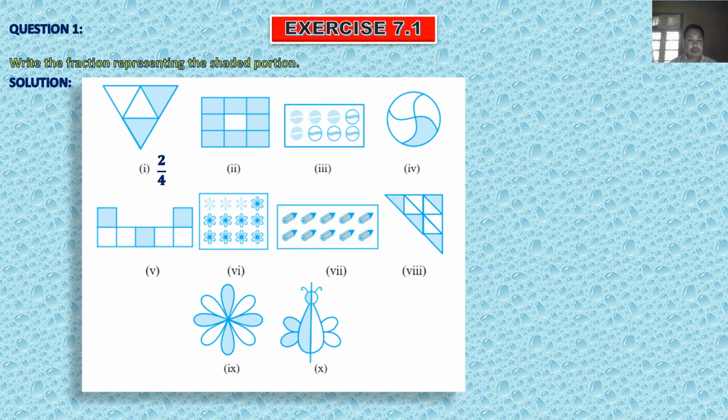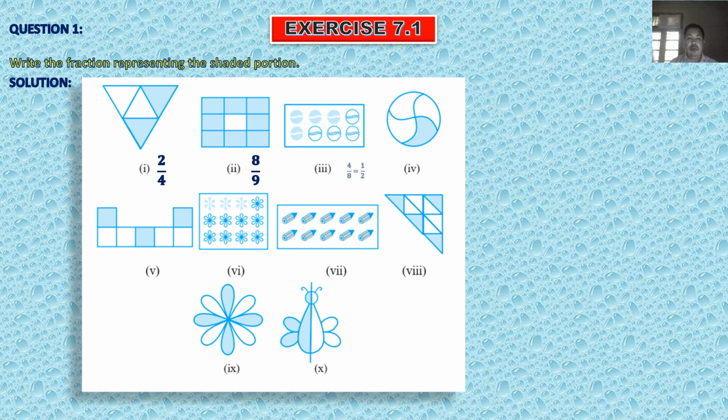Now in Roman number 2, the whole part is divided into 9 parts and 8 parts are shaded. Then this figure is going to be represented by a fraction. That fraction is 8 by 9, meaning 8 portions have been shaded out of 9. So 8 by 9 is the fraction to represent the figure.